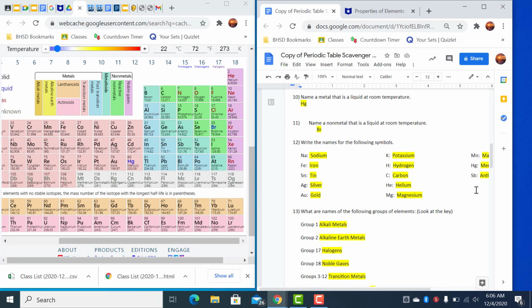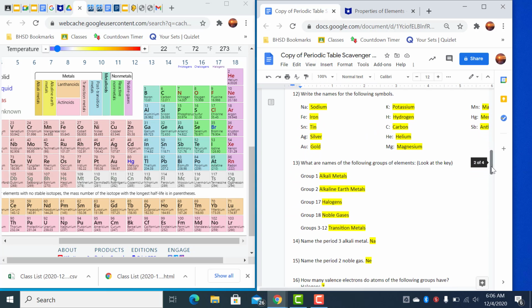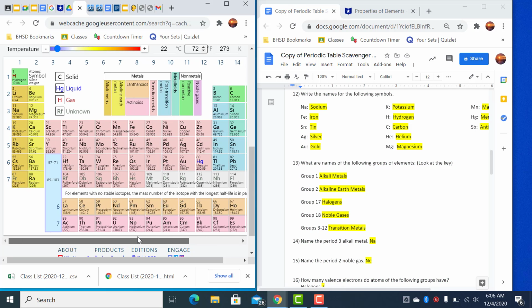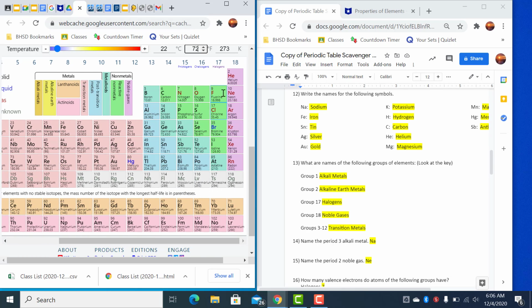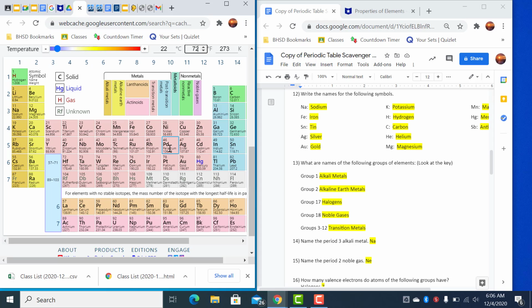Okay, then it says identify these different groups, the names of them. Okay, so this was up here at this key up here at the top. So group 1 over here, alkali metals. Don't forget hydrogen's not part of it. Group 2, alkaline earth metals. Then we go over here, group 17. These are the halogens, and that was said right up there. And then group 18 are the noble gases. And then groups 3 through 12 here in the center, those are the transition metals.